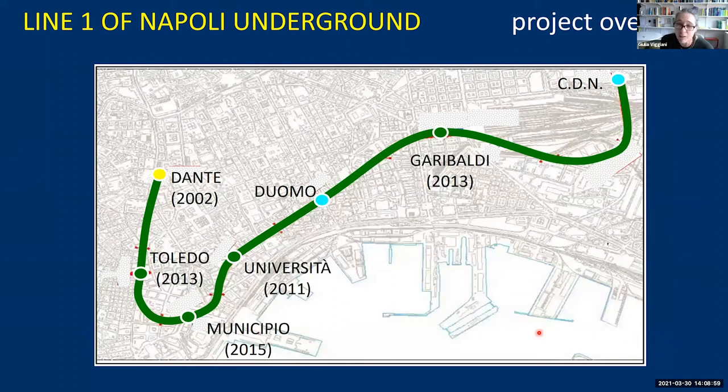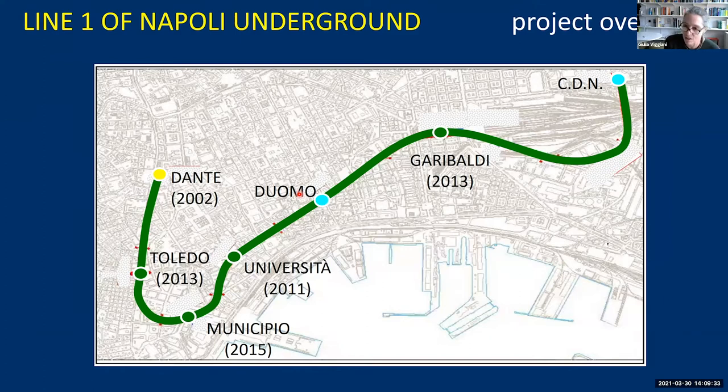And this proved very, very problematic to build, essentially because all 5 stations included in this part of the line, namely Toledo, Municipio, Università, Duomo, and Garibaldi, the years in brackets are the years in which the stations were opened. As I told you, the only one that hasn't been opened yet is Duomo station. All of them had to be built in an extremely densely built urban environment. So the density of the urban environment is amazing in central Napoli. And through loose granular soils, this means sands, and well below the groundwater table.